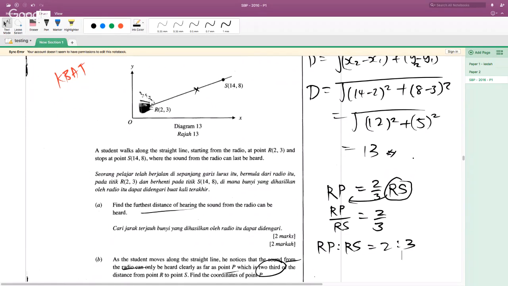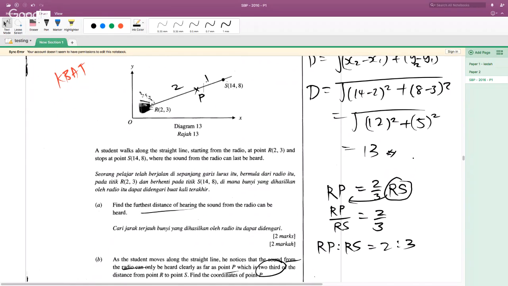So I guess P is somewhere here. P to R is 2, and then from R to S is 3. If R to S is 3, P to S will be 1. Right, this is just the basic logic.